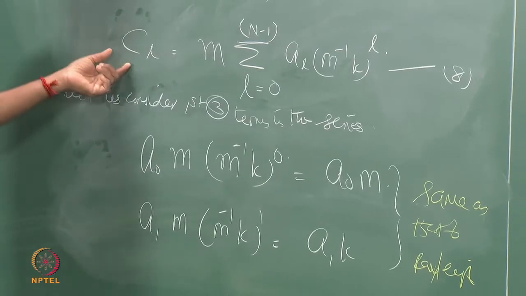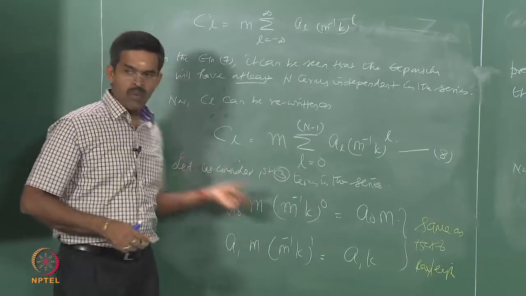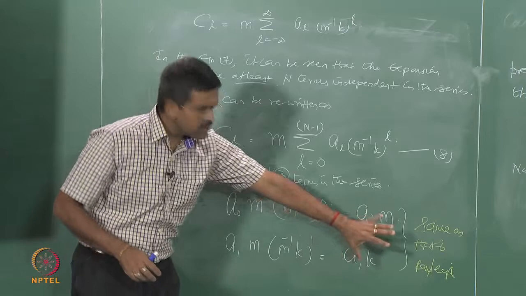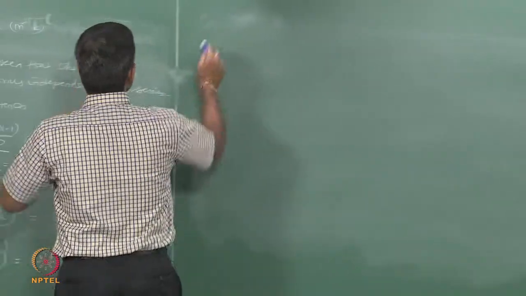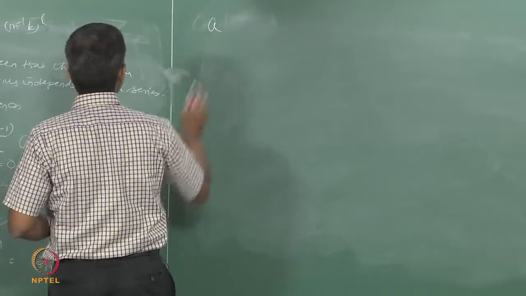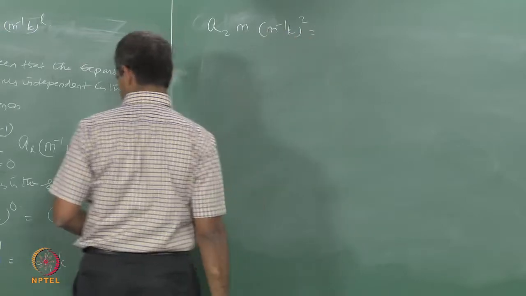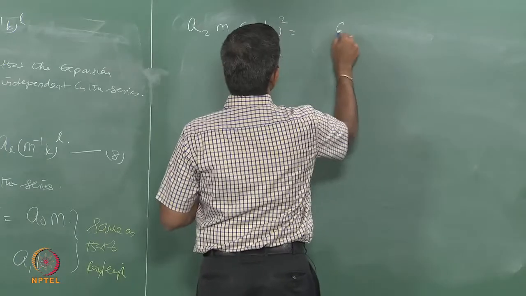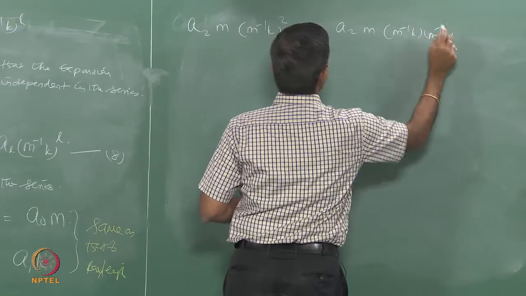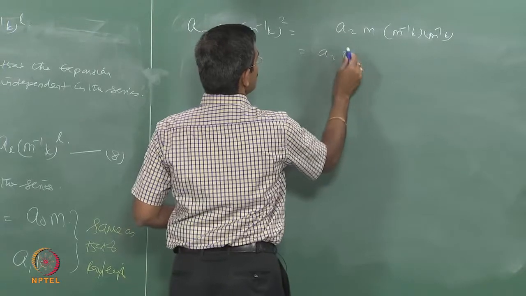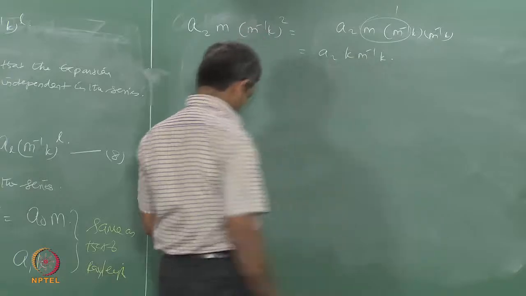because it is summation, you got to add these terms. So, C will be actually equal to A0 m plus A1 k and so on. We already have these 2 terms in Rayleigh. Caughey extended this for one more series and see how it happens. A2 m m inverse k square will be A2 m m inverse k m inverse k, which becomes A2, okay, this is unity k m inverse k.